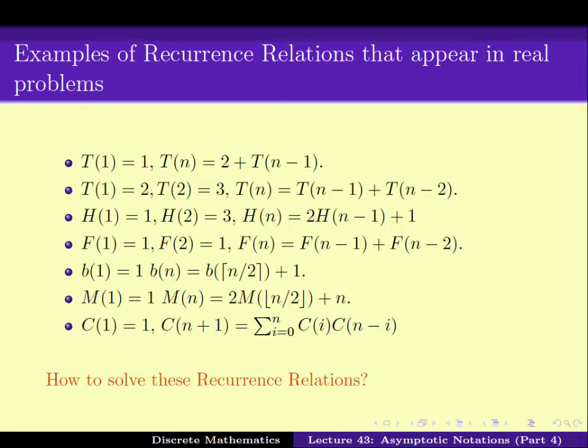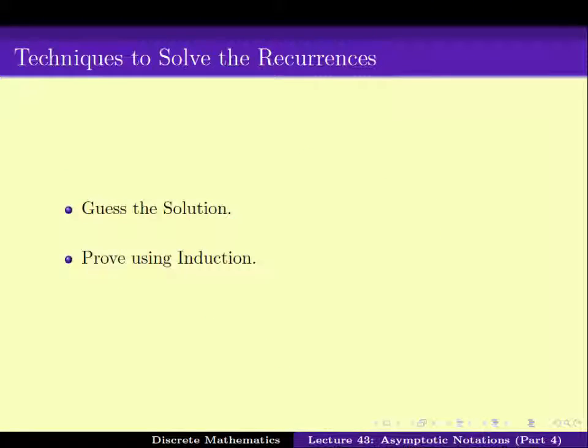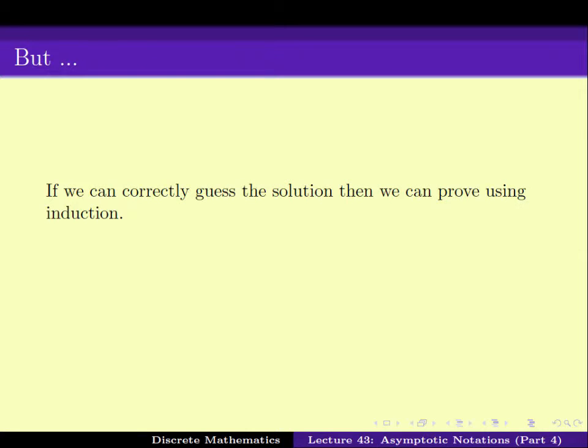So till now we have seen a few techniques of solving recurrence relations. The first one is guess the solution and then prove it using induction. Now if there exists a nice solution, then possibly one can guess it and solve it by induction. Once you guess it correctly, solving it by induction is quite a standard technique. But how do you guess the solution?